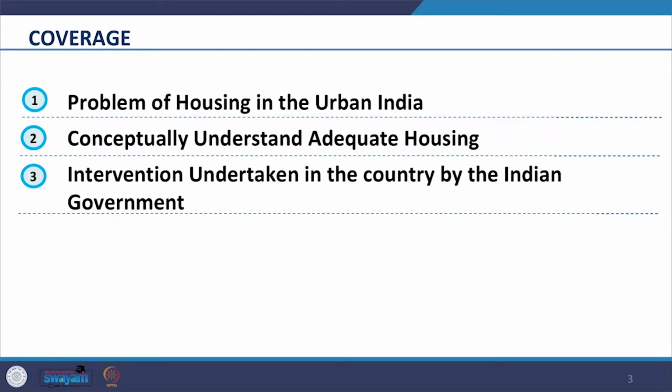To the course of urban planning. Today, in the session, we are going to look at the problems of housing in our cities. So, accordingly, we will cover the following. We'll look at problems of housing in urban India. We will try to conceptually understand what adequate housing means. We're going to look at different interventions undertaken in the country by the Indian government.